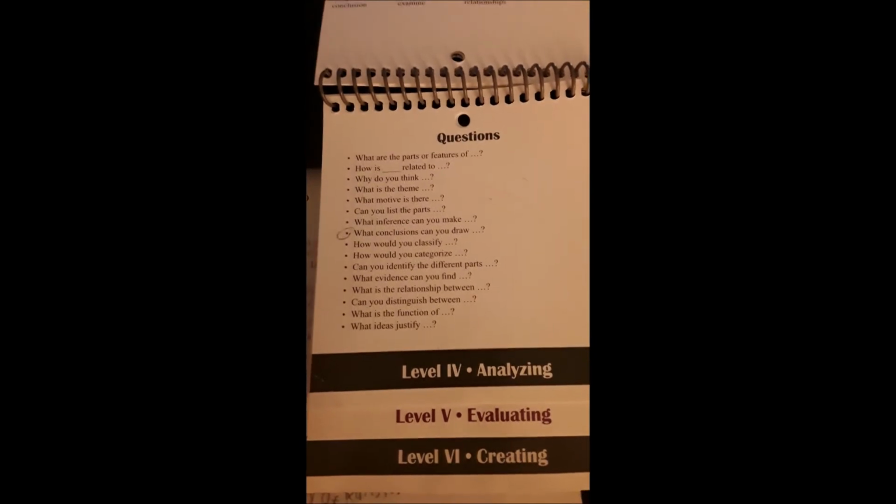In order to show that the student knows how to analyze something, ask them this: What conclusions can you draw about this thing? For the American Revolution, you could ask, what conclusions can you draw about the political motivations behind the creation of our country? What ideas justified the Declaration of Independence? Can you list the parts of the Constitution when it was first created? Those are just some examples.